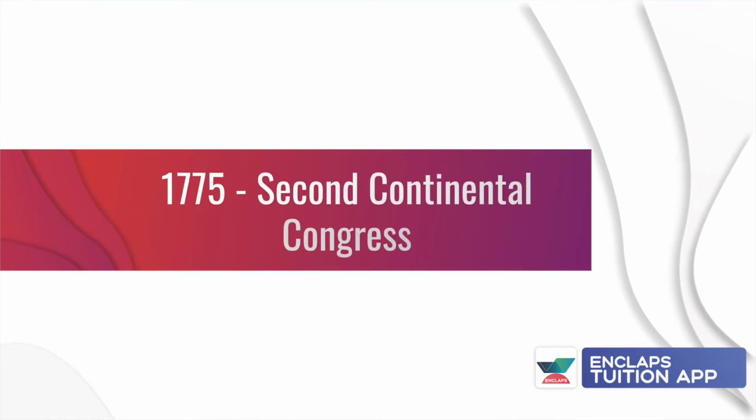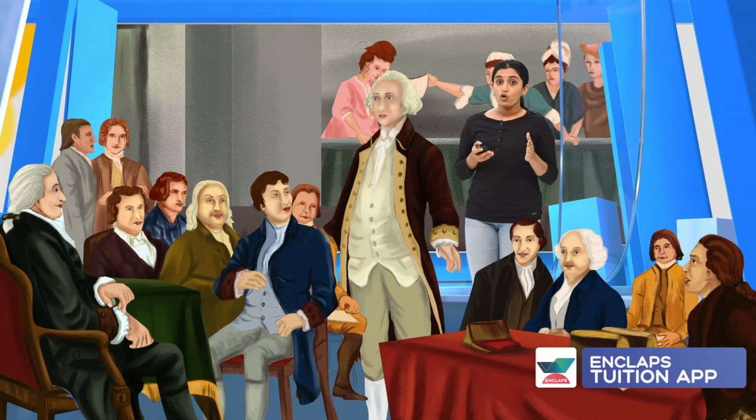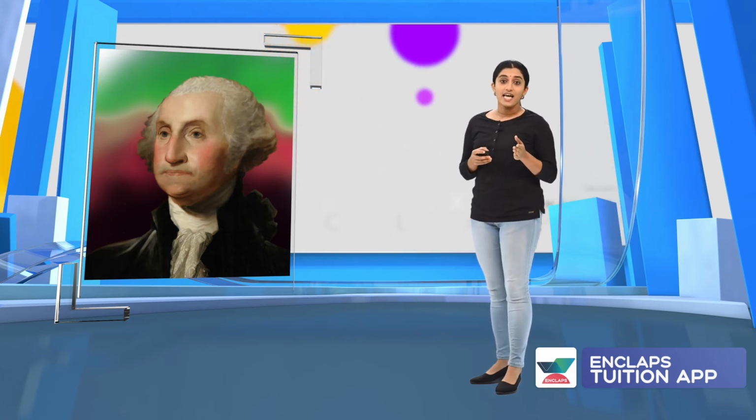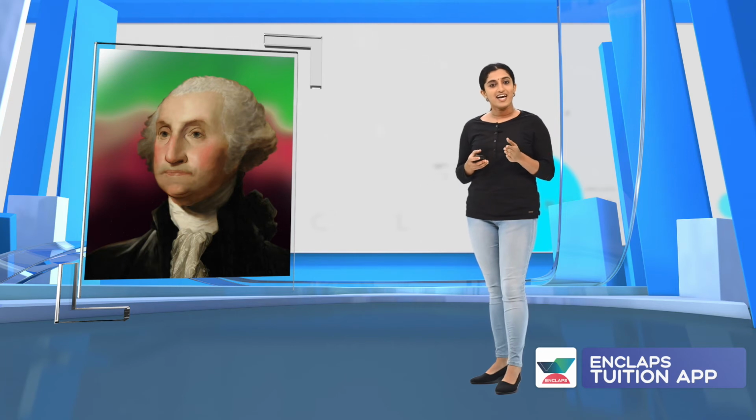The next was the Second Continental Congress in 1775. The Second Continental Congress was held at Philadelphia in 1775. This time, all the 13 colonies participated in the Continental Congress. George Washington was elected as the Commander-in-Chief of the Continental Army.